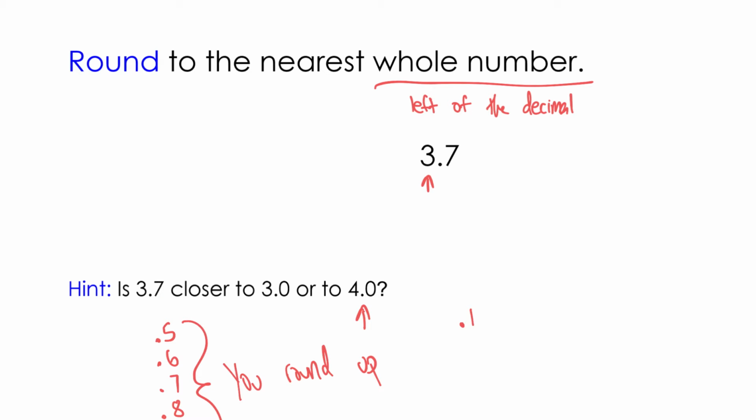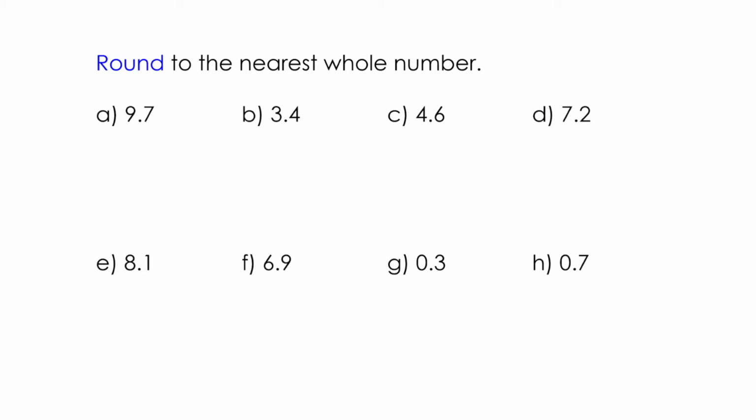But if it's 0.1, 0.2, 0.3, or 0.4, you round down. So round to the nearest whole number. 9.7, because it's 5 and higher, would round to 10. That's the number that is after 9. So now we have a 0.4. 0.4 tells us to round down. When we say round down, this number here stays the same. So you could put 10.0 or 3.0, but your number would be 3.